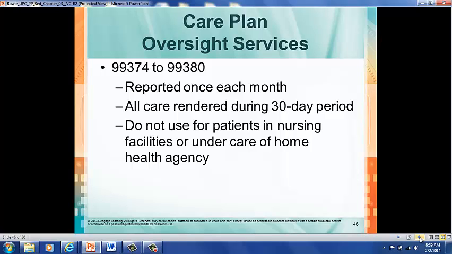Care plan oversight is a service that is billed once a month and includes all care rendered to a patient over a 30-day period. These codes are billed by only one physician in a group practice over 30 days to reflect services coordinated or rendered by a physician. Patients in nursing facilities or under the care of a home health agency should not be billed with these codes.